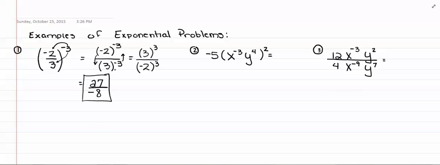For the second problem, we have a term raised to the 2 power. And the only thing being raised to the 2 power, the base here, is this x to the -3 y to the 4th. The -5 will simply come on down. When you raise a power to a power, you multiply the powers together. So -3 times 2 and 4 times 2.